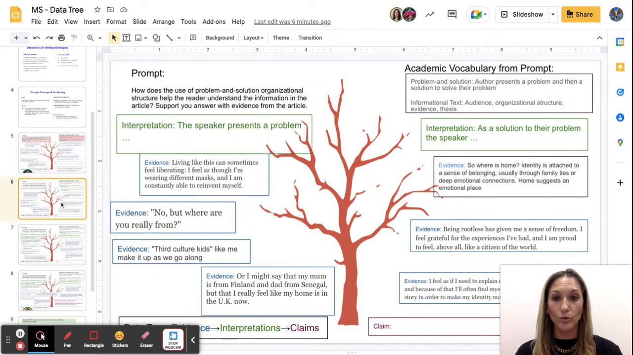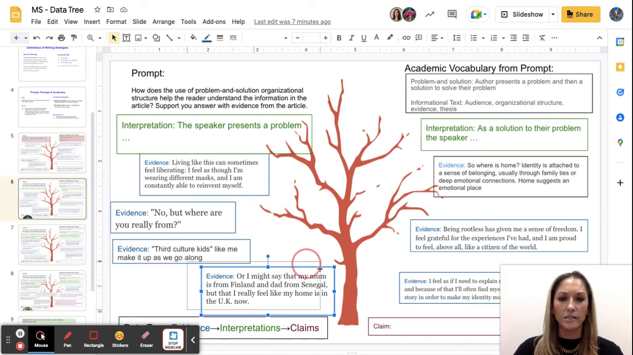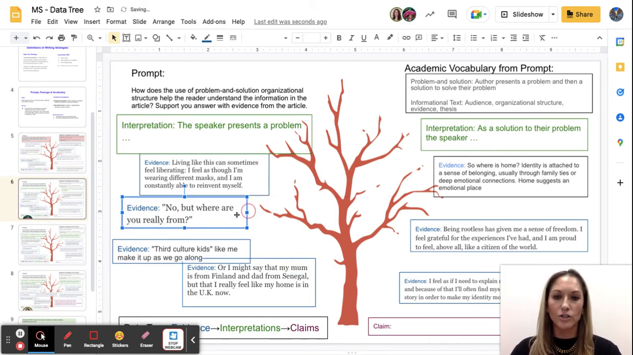Step number 2, after I've made all of these, I've collected all of this evidence. I don't really know what to do with it. I go through my evidence and I start trying to make these logical groupings. What am I seeing? What does this mean? So for this particular text, we see that the author presents a problem, and I'm going to start moving this evidence into these logical groupings.